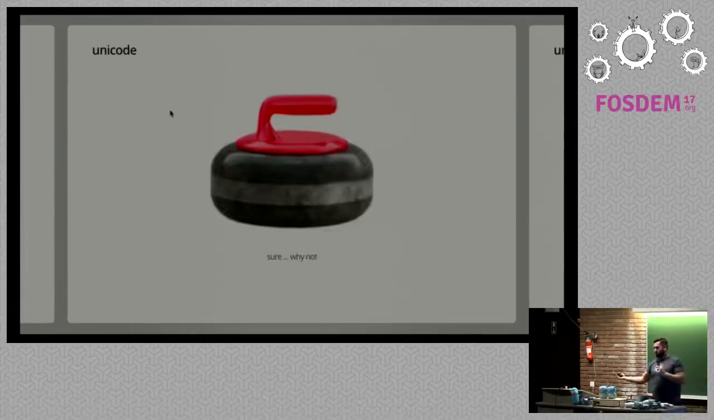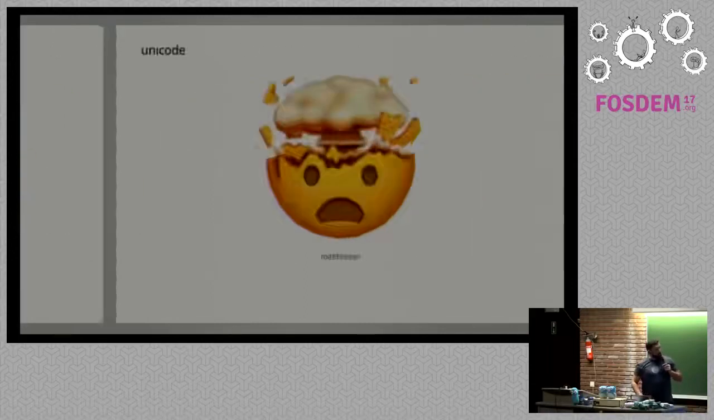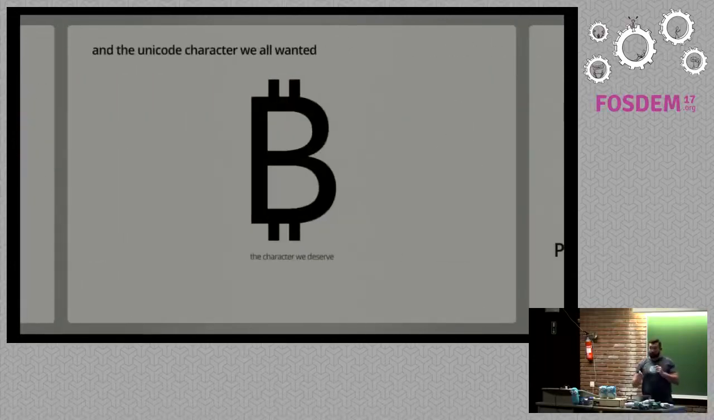Curling, because it is really important. A T-Rex, I think it's pretty cool, to be honest. Mind blown. And the most important one, which is not an emoji, but it's a UTF-8 character that we didn't have before, and everybody was dying to have it, was Bitcoin. Yes, you can now write Bitcoin as a character in Unicode, and Go 1.10 supports it. My Mac doesn't, though, so yeah, it's a pity.